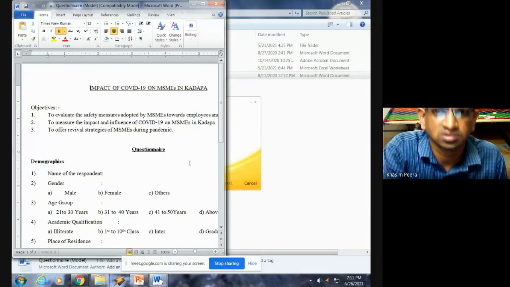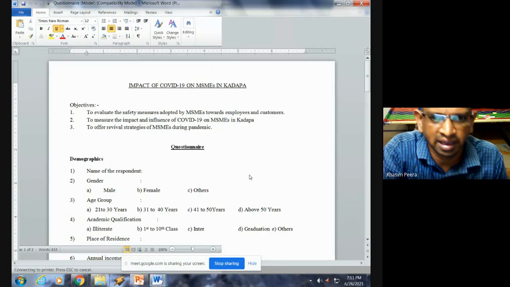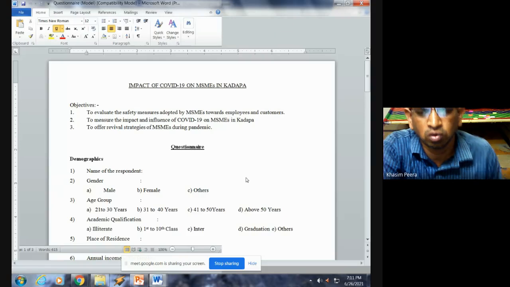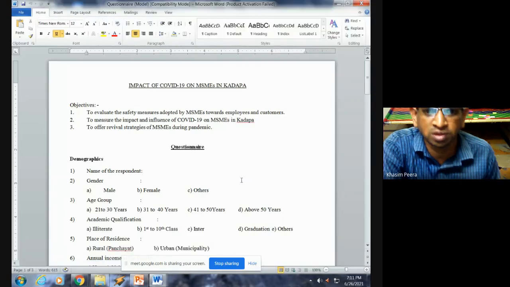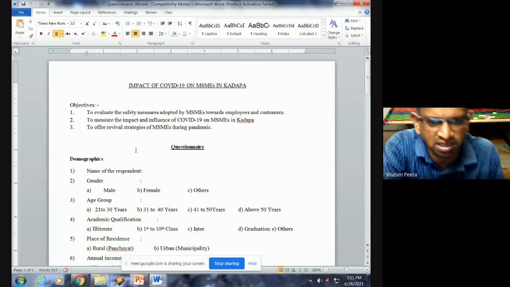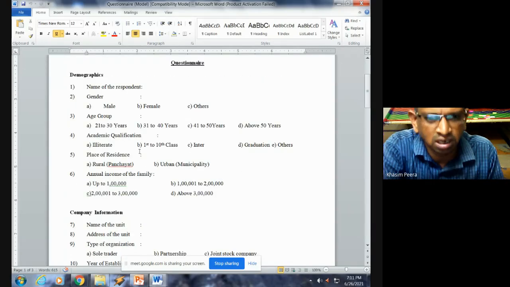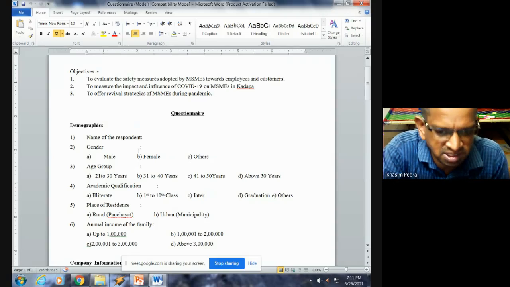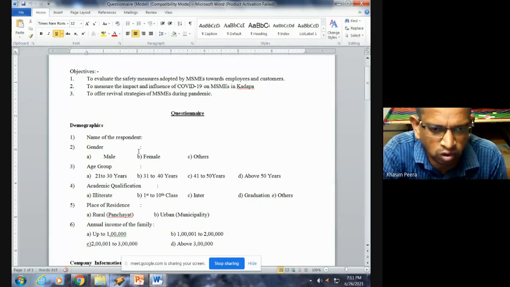In this one, I can collect some information on COVID-19 based on MSMEs in Kadapa district area. I can also prepare the objectives and a questionnaire. The main topic is COVID-19 and the problems the MSME sectors are facing, and what solutions they can find.